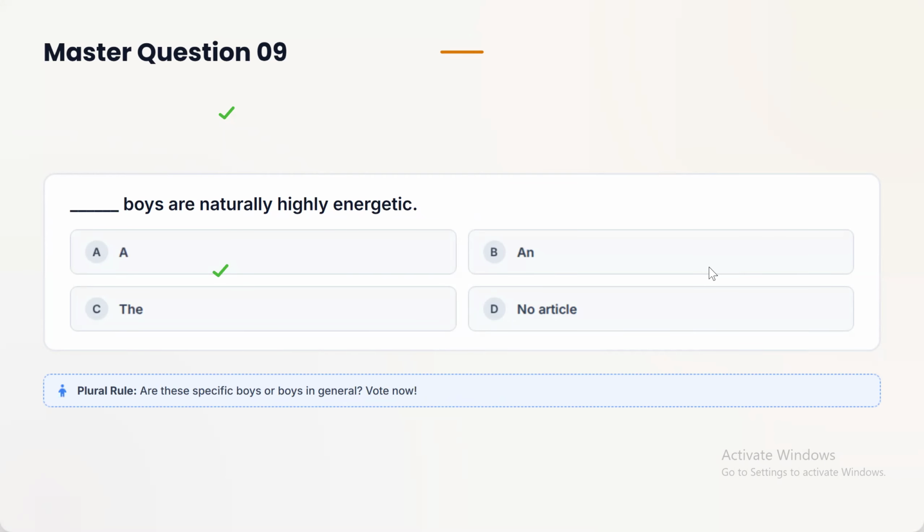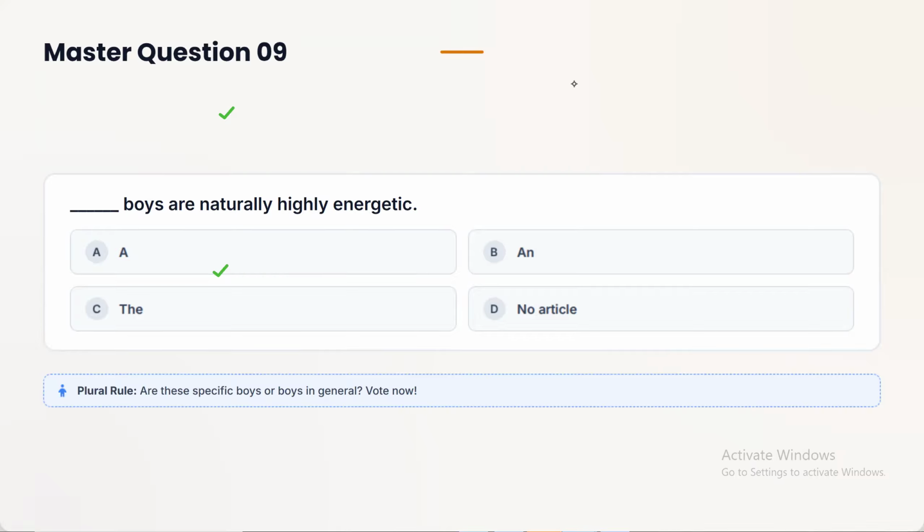Dash boys are naturally highly energetic. Okay, Moyin said D. Marvelous says C, no article. Boys are naturally highly energetic. Someone said C. The boys are naturally highly energetic. So let's see the answer.